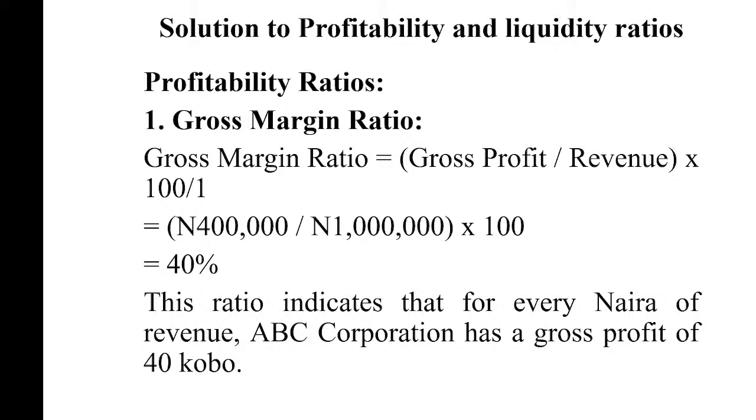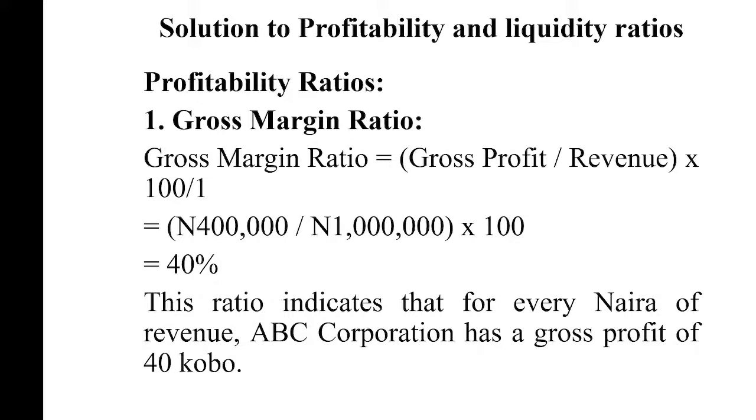Okay. Solution to profitability and liquidity ratios. Profitability ratios. We have gross margin ratio. Gross margin ratio is equal to gross profit over revenue multiplied by 100 over 1. So we have 400,000, which is the gross margin from the question, divided by 1 million, which is the revenue, times 100 over 1. That will give us 40%. This ratio indicates that for every naira of revenue, ABC Corporation has a gross profit of 40 kobo. So that's the indication of the ratio.